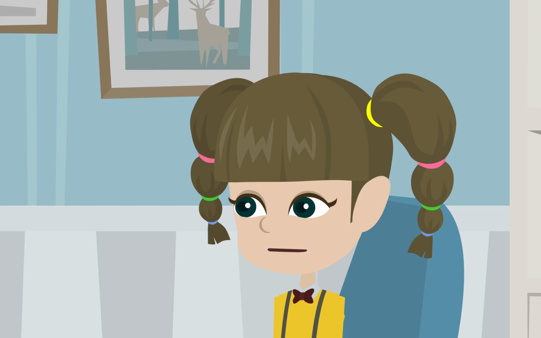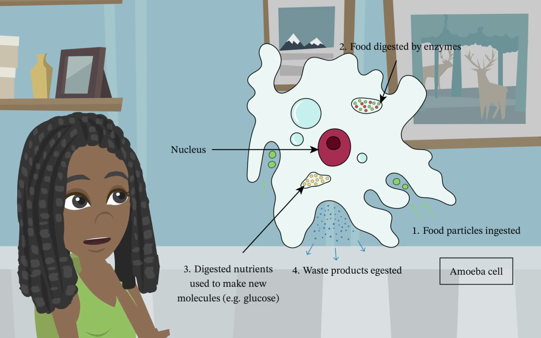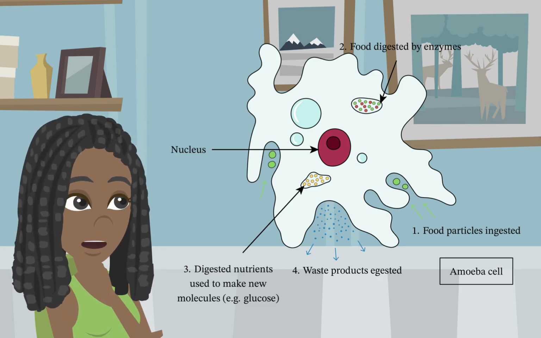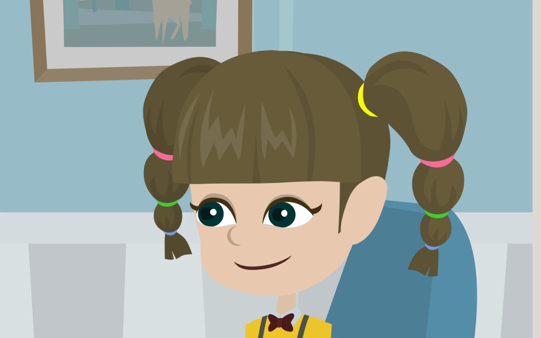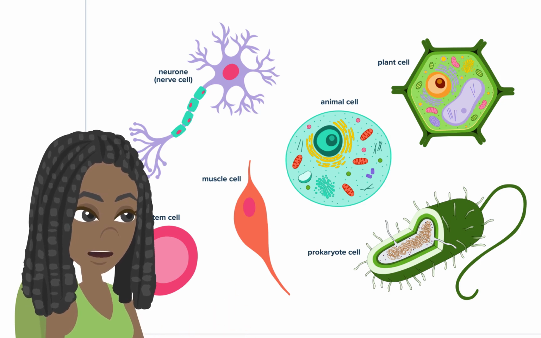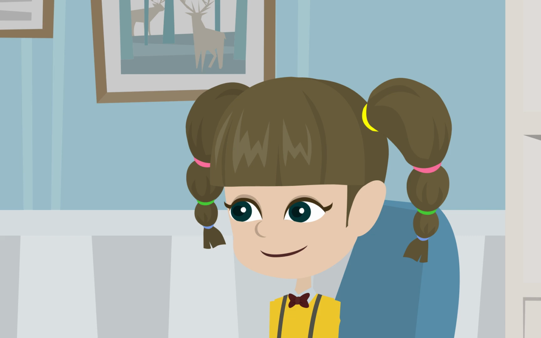That's amazing. What about the shape of cells? Amoeba has an irregular shape and can change its form. These projections are called pseudopodia. And what about human cells? Do they have a specific shape? Yes, different cells like blood, muscle, and nerve cells have distinct shapes that relate to their specific functions.